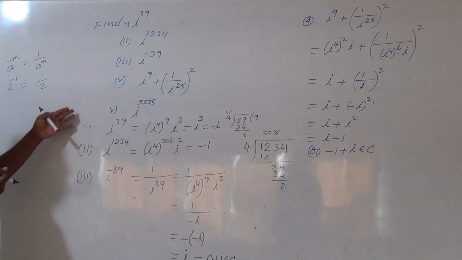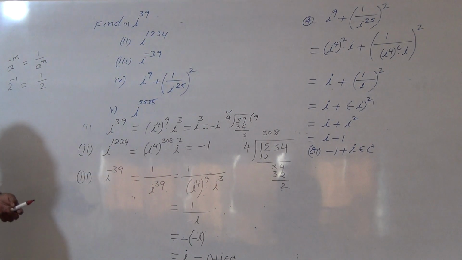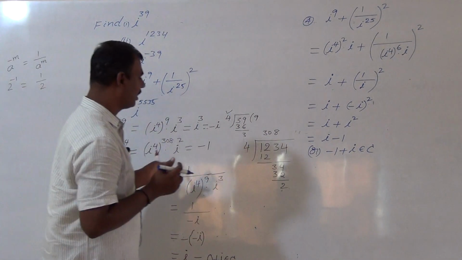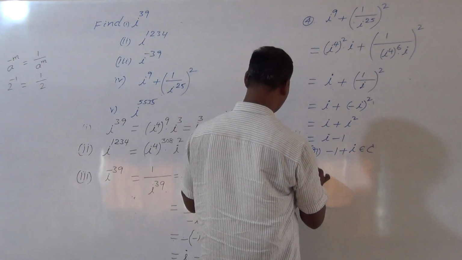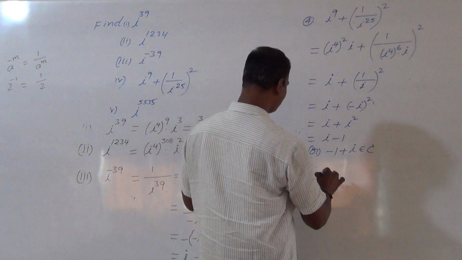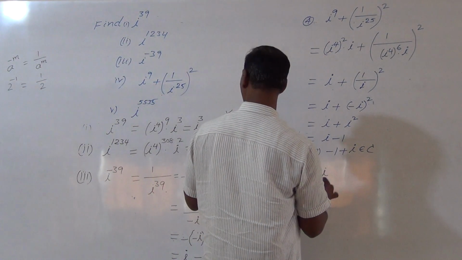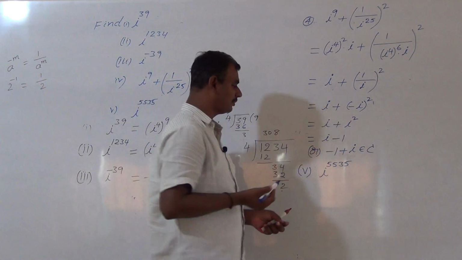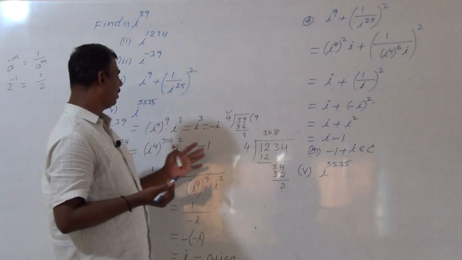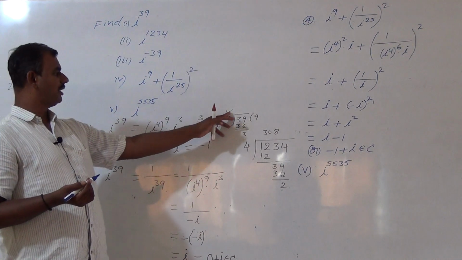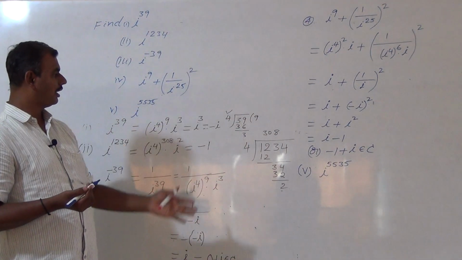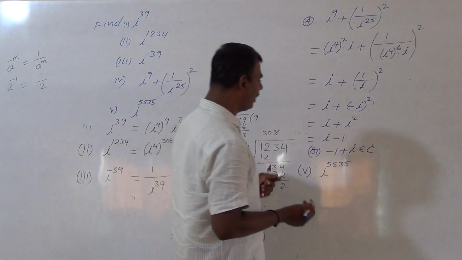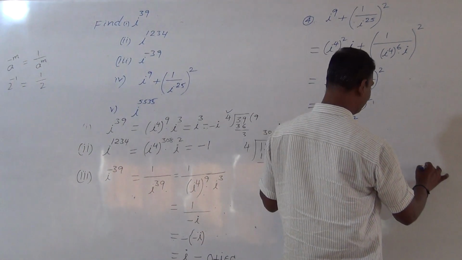So any question we are doing like this, all types of questions do like this. And lastly, I will give one more question. The remaining questions you have to try like this. Fifth question, i raised to 5535. It is a big number. Big number also, how to solve? Follow this method. You know the division method from earlier classes. So divide by 4, we are getting it very easily.